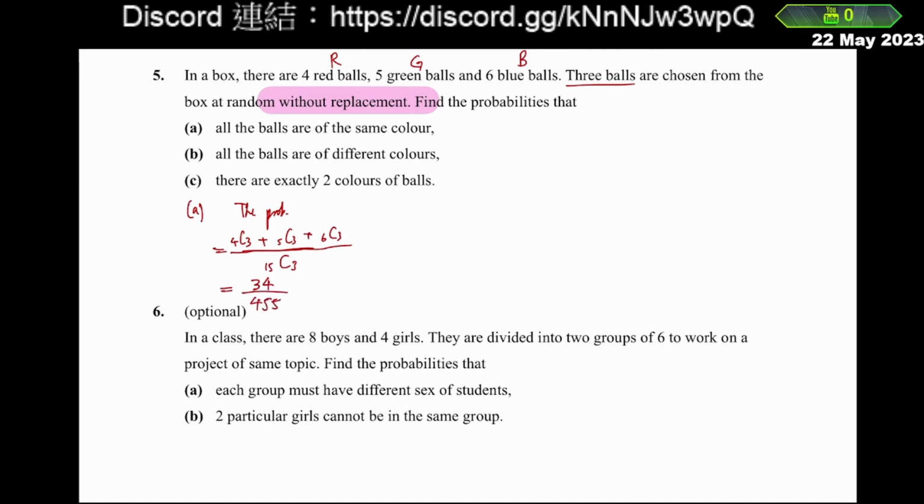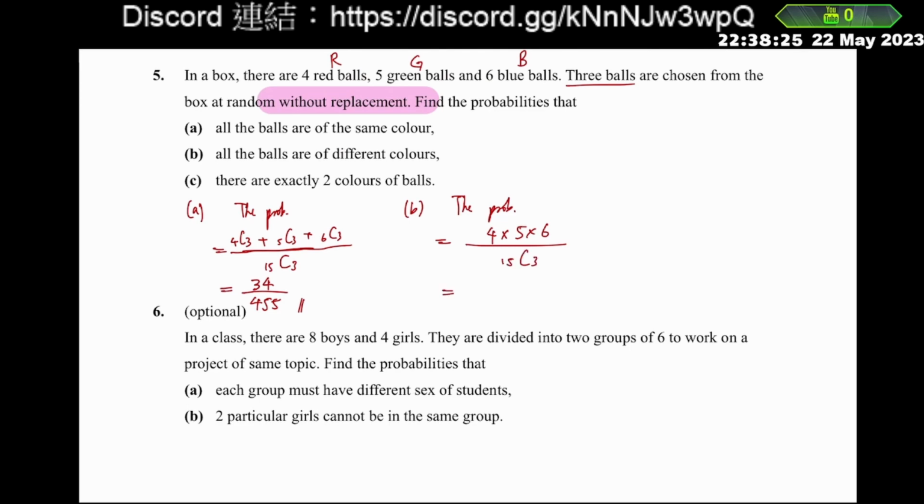So for part B, they are of different color. So all are different. That means no two same. Therefore, we will choose one from each group. And then the probability is not hard to find. In fact, quite easy to find. We just choose one from each group. Therefore, it's 4 times 5 times 6, and then over the denominator, which is total 15C3.